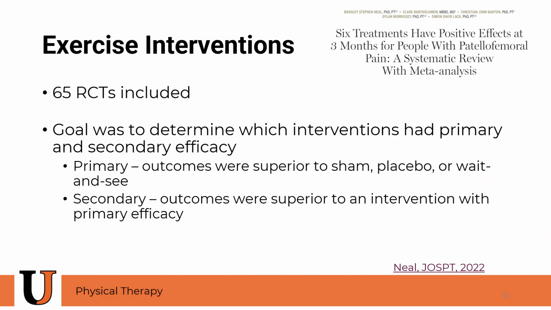So, for example, let's say knee extension exercises were superior to placebo. That would be primary efficacy. Secondary efficacy showed that outcomes were superior to an intervention with primary efficacy. So the thing that we're really looking for here is to see which ones had secondary efficacy, because they're superior to ones that outperform sham, placebo, or wait and see.